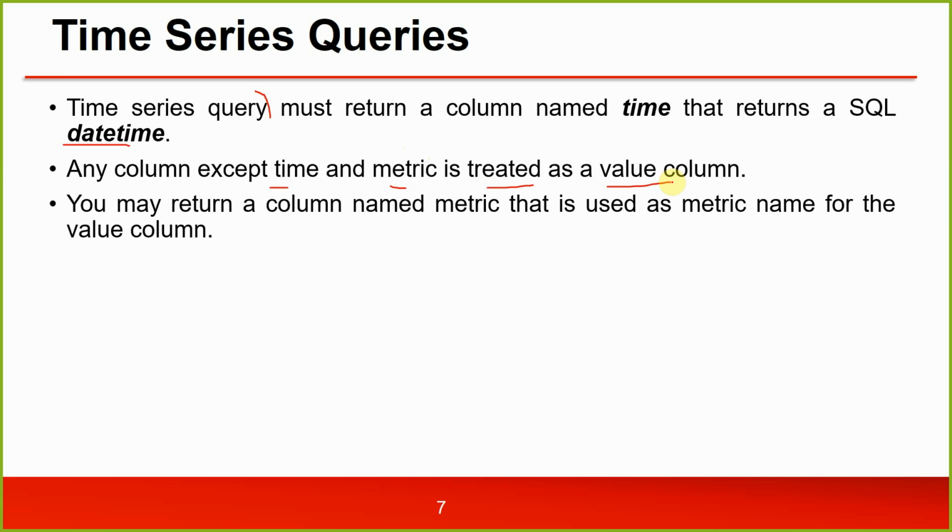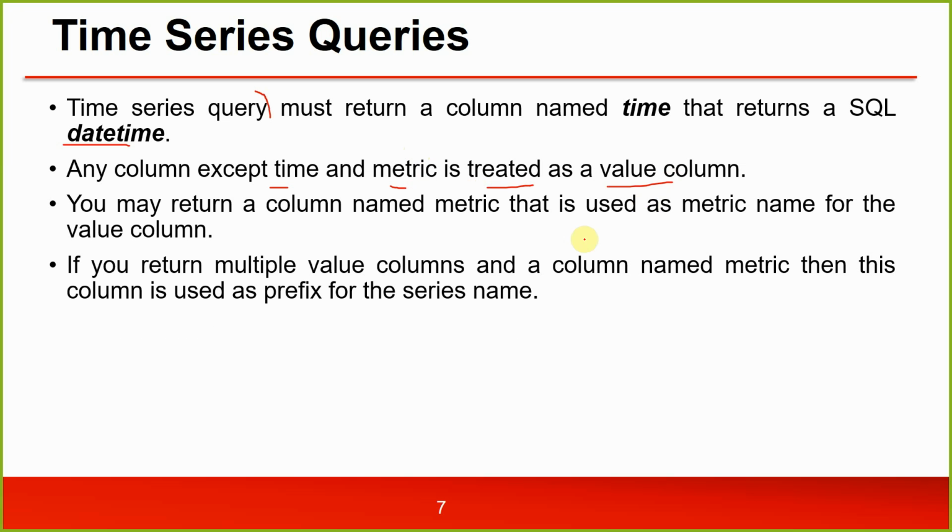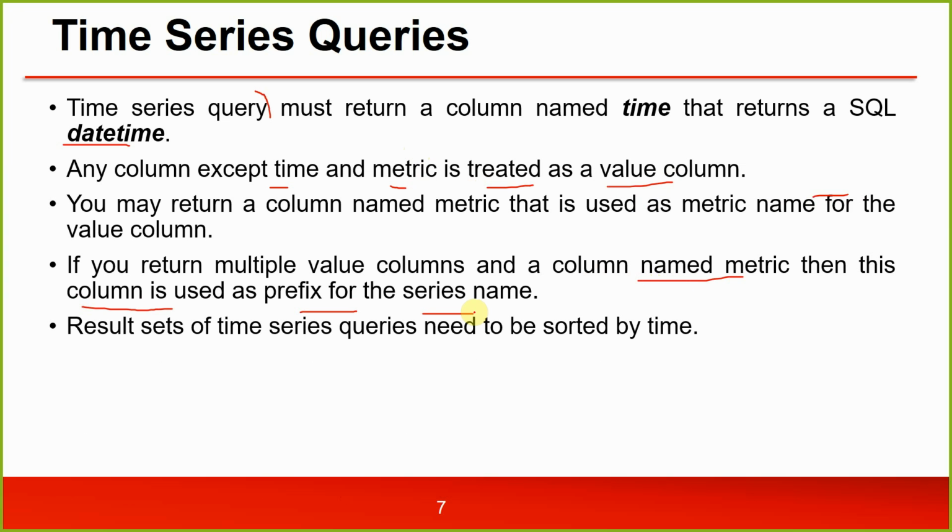You may return a column named metric that is used as a metric name for the value column in your time series database. If you return multiple value columns and a column named metric, then this column is used as a prefix for the series name. The result set of time series queries needs to be sorted by time.